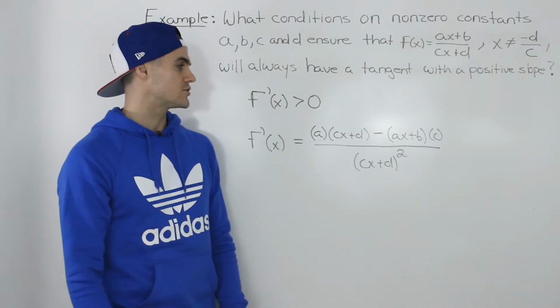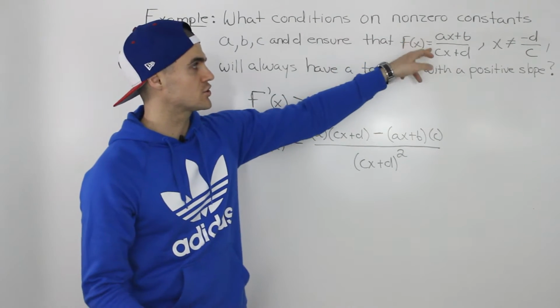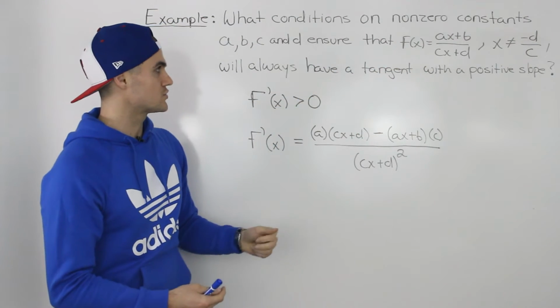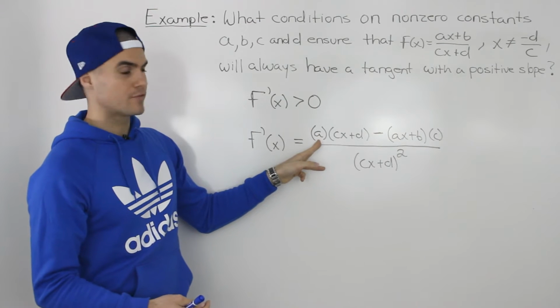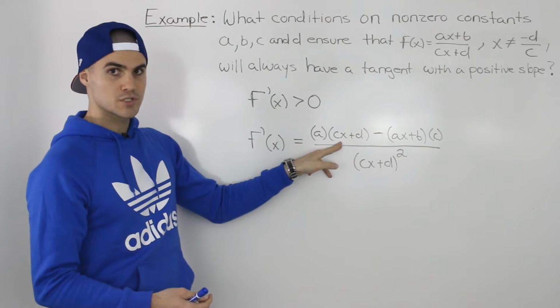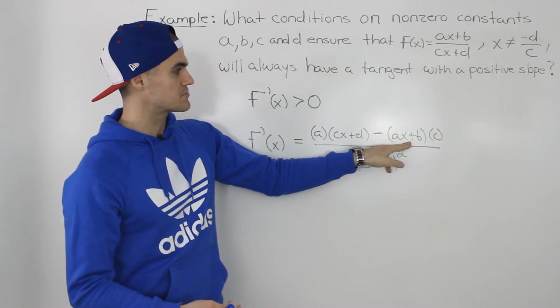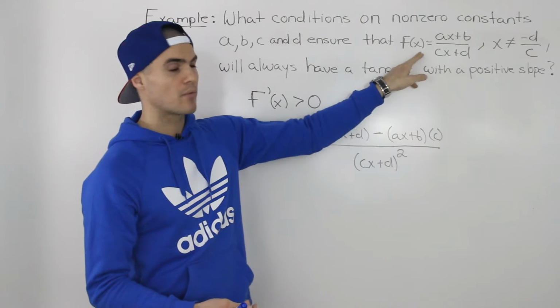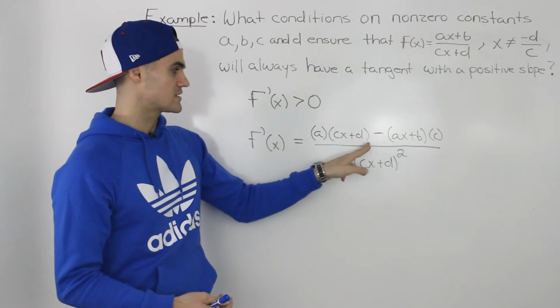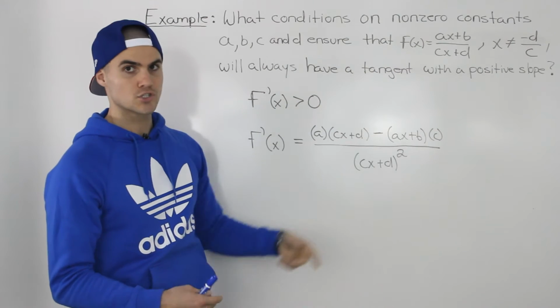So to get the derivative of this function, we can apply the quotient rule because it's a function over another function. We would take the derivative of the top function, which is just a, times the bottom function, cx + d, minus the top function ax + b times the derivative of the bottom function, c, and then this is all over (cx + d) squared, the bottom function squared.